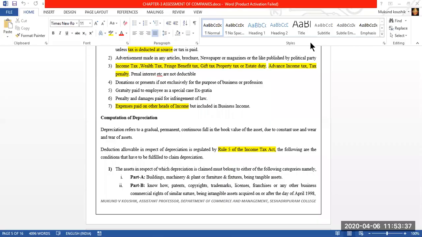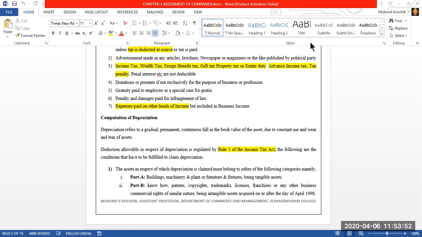Hello students, in the previous class we understood certain theoretical concepts, and in today's class we are going to understand the term depreciation. We are going to understand this very important concept in this chapter called depreciation. Now let us start with understanding the basic meaning of depreciation.